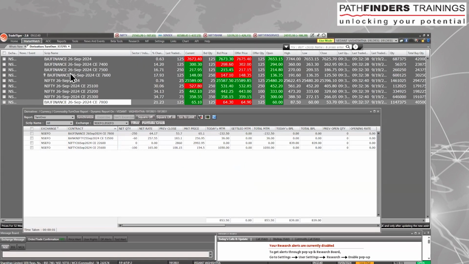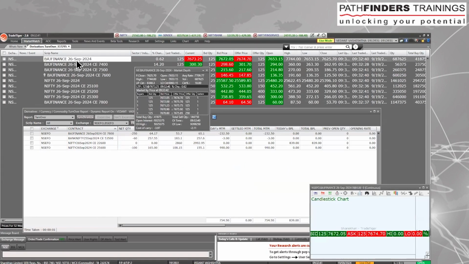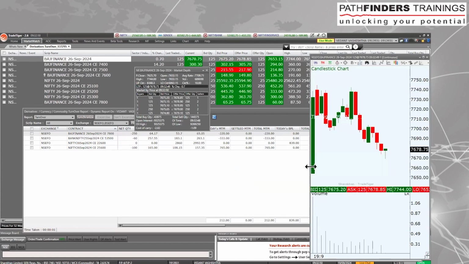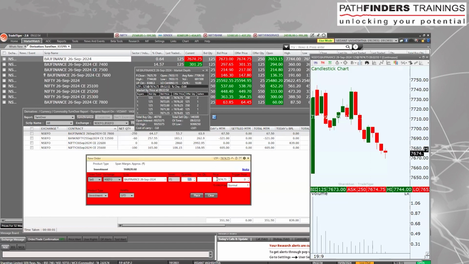And let's look at the future of Bajaj Finance. And we see Bajaj Finance future is also going down after the initial upside. So I will sell a future also.